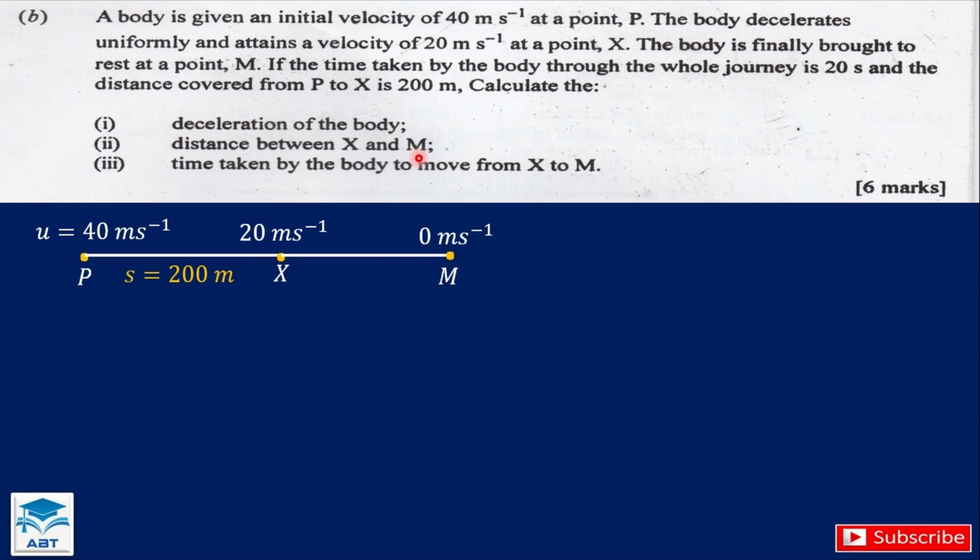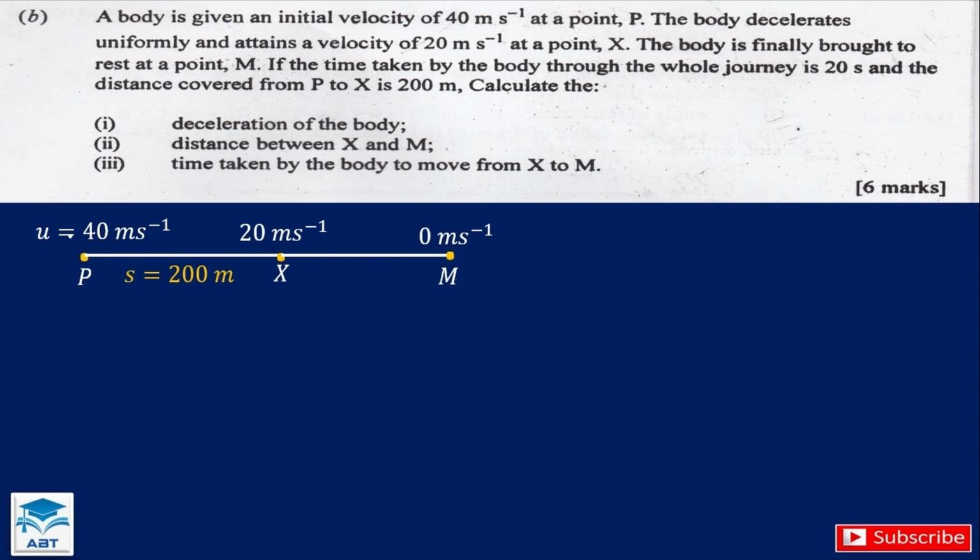deceleration of the body. Now, for the deceleration of the body, let's consider the movement from P to X. The initial velocity is 40 meters per second. The final velocity here is 20 meters per second. And the distance is 200 meters. And we want the deceleration. Since the deceleration is the negative of acceleration, we are going to find the acceleration here.